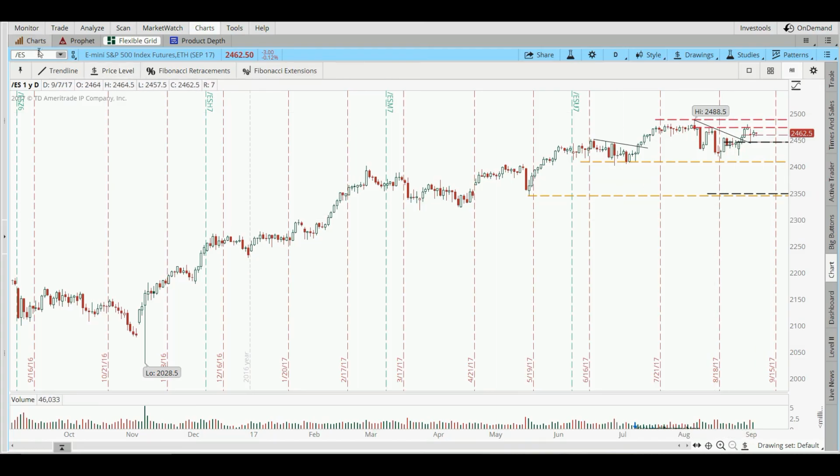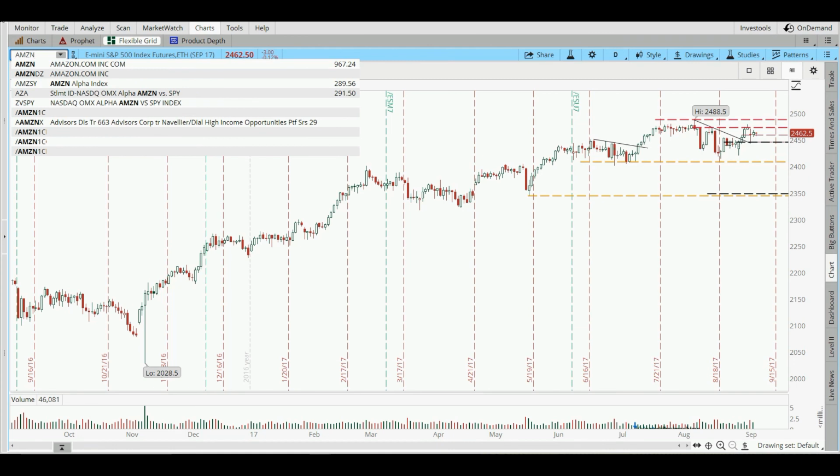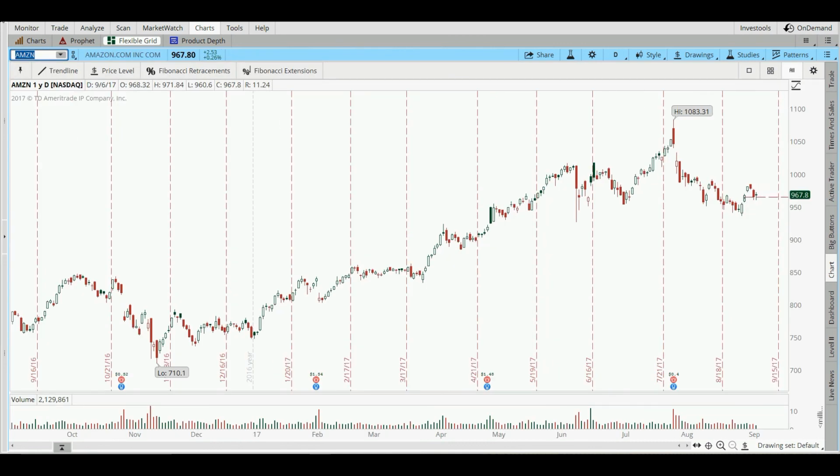Okay, so when we're looking at support, we want to know where buyers are stepping into the market and if that's an actual level where people think the sentiment of that stock is, hey, at this price, I would like to buy. So let's take a look at Amazon and see if we can figure out where support and resistance is and whether it's horizontal or upward sloping.